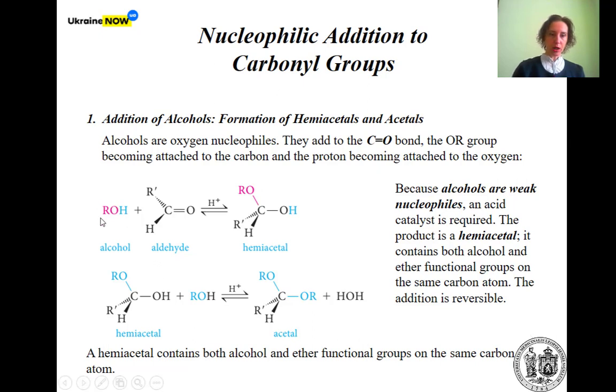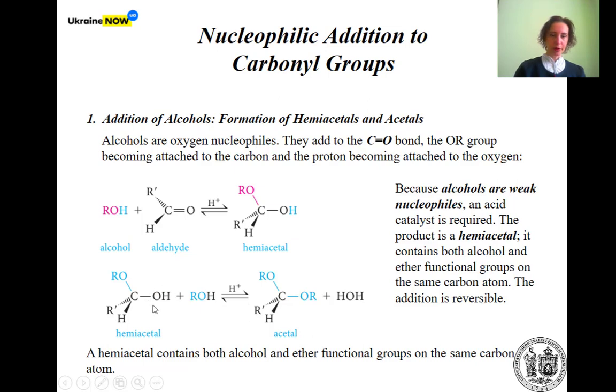The RO part of the alcohol is added to the carbon, where we have a partial positive charge, and hydrogen is added to oxygen, and we obtain a hemiacetal. The next reaction that is possible in the same reaction mixture isn't a nucleophilic addition to the carbonylic group. This type of reaction is very similar to the reaction of ether formation. As a result, an acetal is formed.